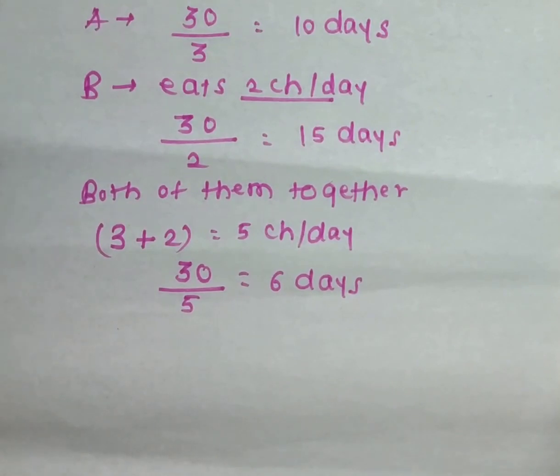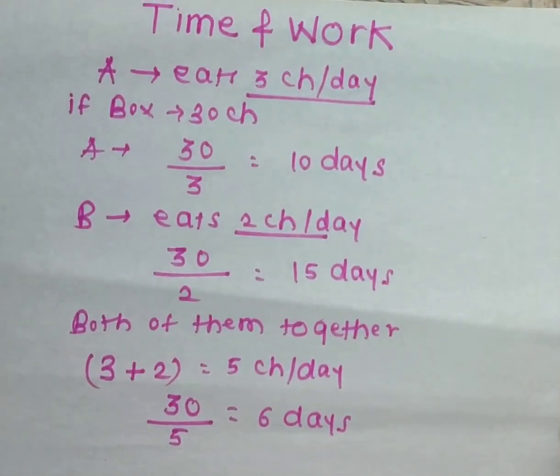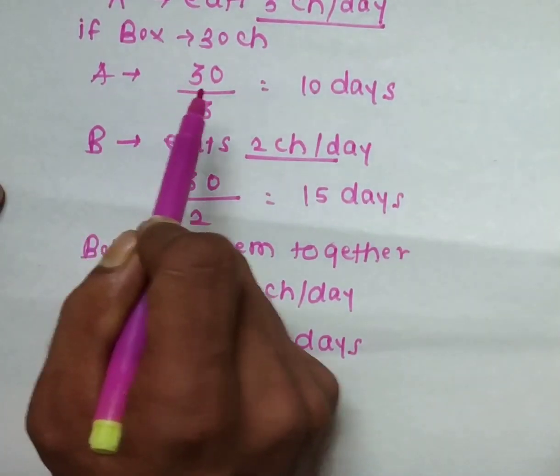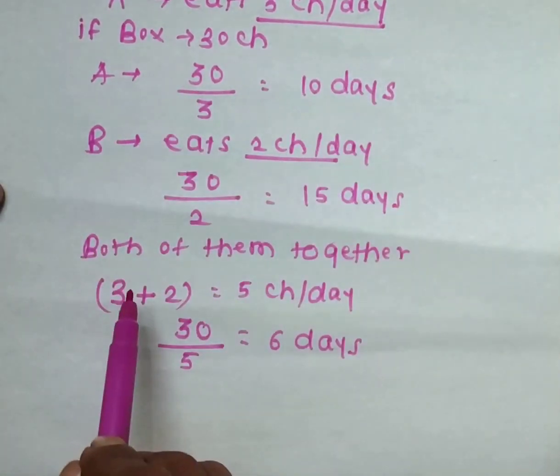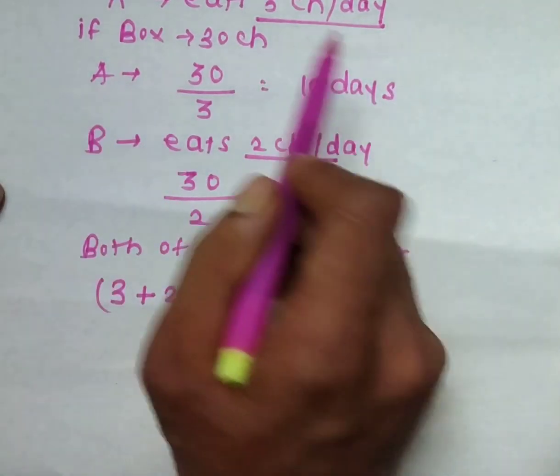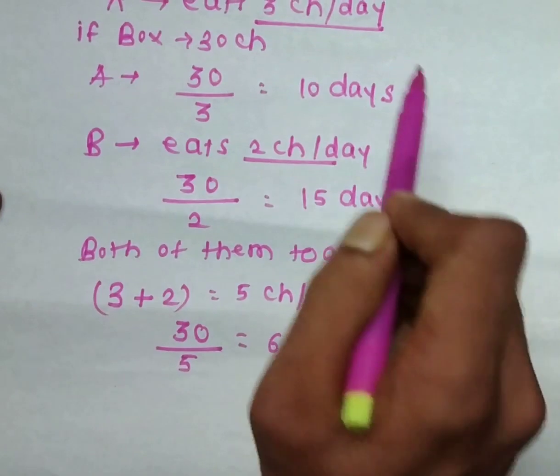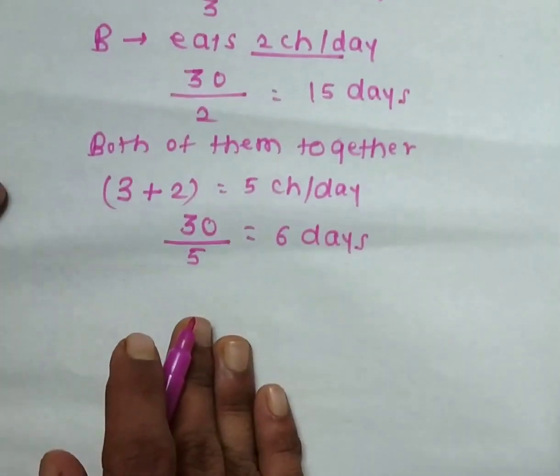Please notice that from this one example we get that we don't have to work on days. We have to work on speed. A's speed is 3 chocolates per day and B's speed was 2 chocolates per day. We added these speeds.